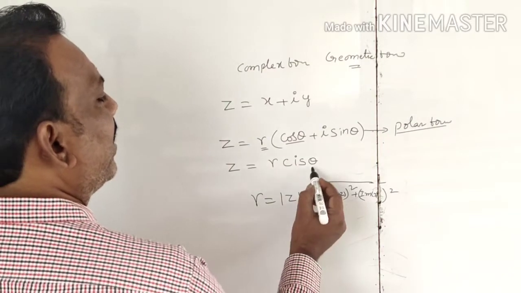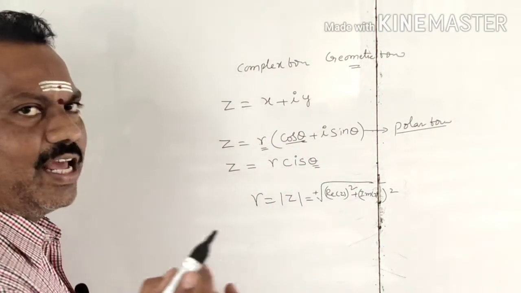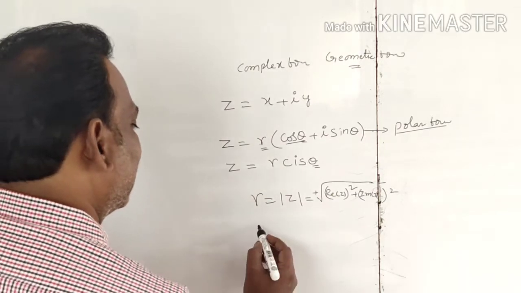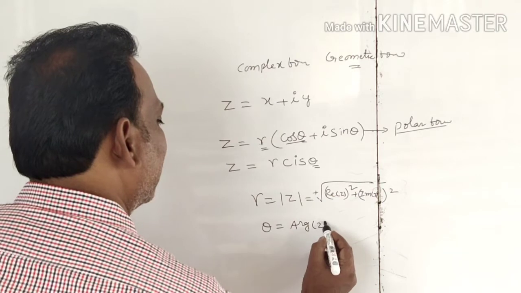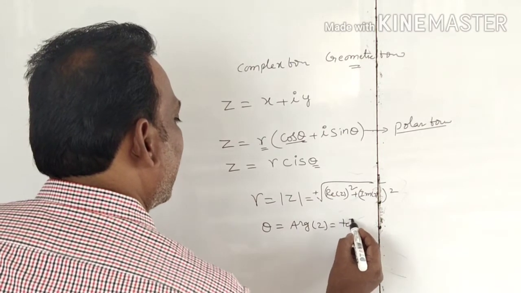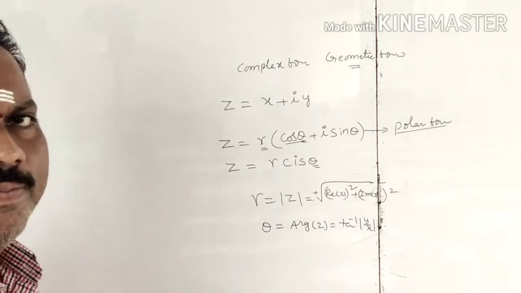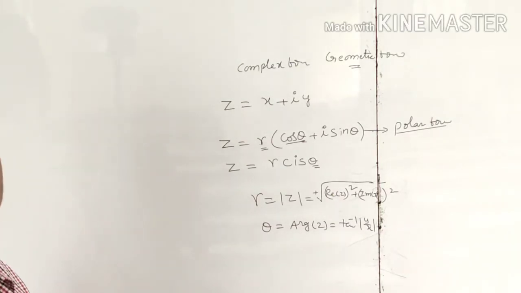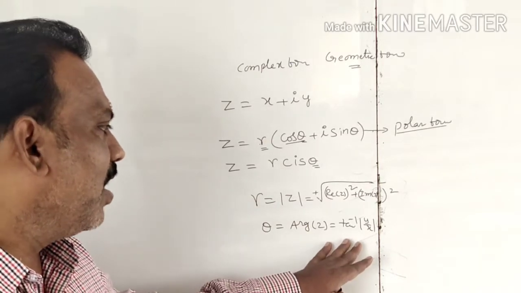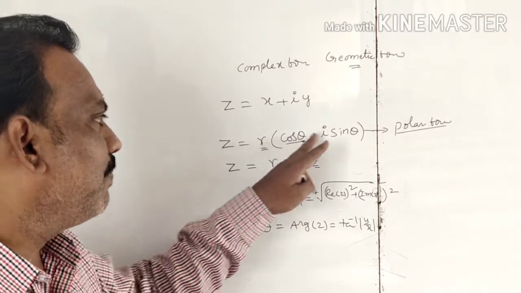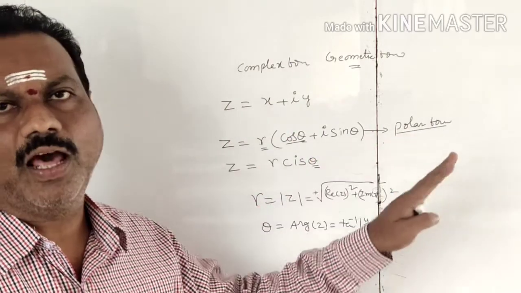Next we need the theta value, because we got r. Theta is nothing but the argument, you know very well. So theta is equal to argument of z. If it is in the first quadrant, we have to apply this formula. Otherwise, as I told you, depending upon the quadrant, the formula will vary a little bit. Clear, students? So if you know the theta value and the r value, replace them here and you will get the geometric form converted into polar form.